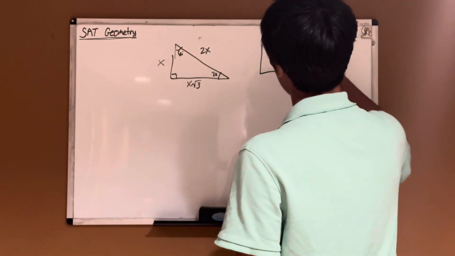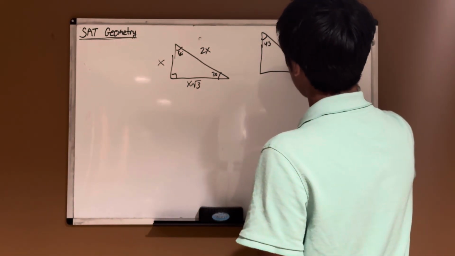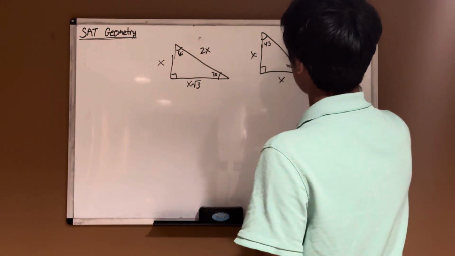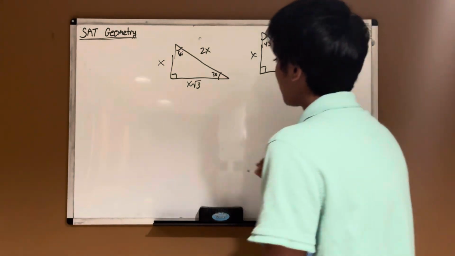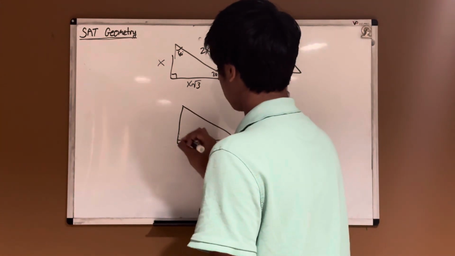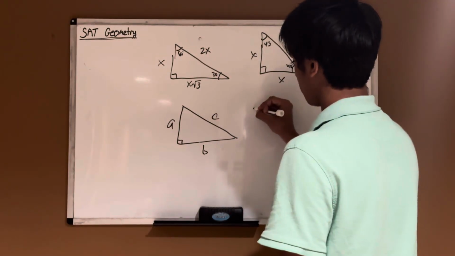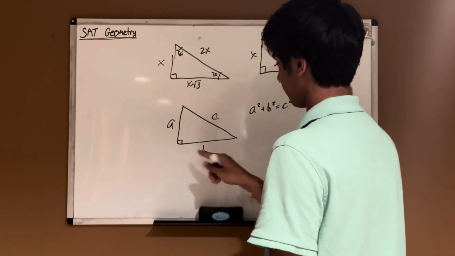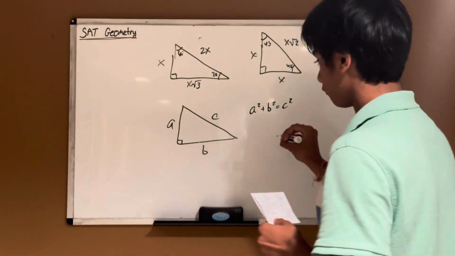Similarly, for a 45, 45, 90 triangle, the side lengths are x, x, and then x square root 2. Next, Pythagorean theorem. So if we have a right triangle, side lengths a, b, and c, we can relate them all by saying that a squared plus b squared equals c squared, if this is a right angle. Finally, let's go with some trig.